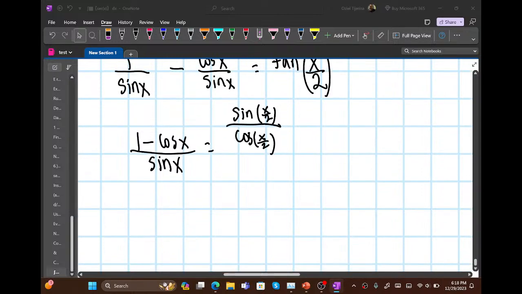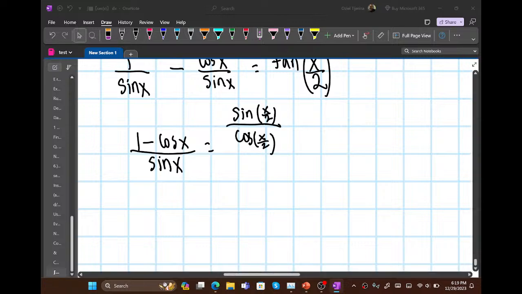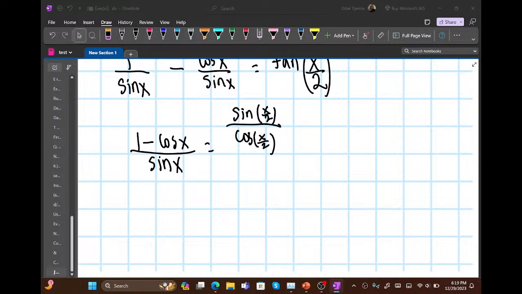Okay. I always forget my half angle identities. Oh my gosh. Let me think. I'm always forgetting my half angle identities. They're very annoying to remember. Hold on. Where are they?